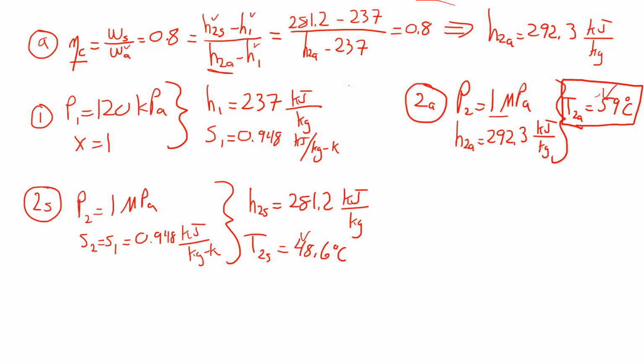Now, part B is asking you to find the actual work done, the work in for this process. So if you were to do that, right, we're given in the problem statement.